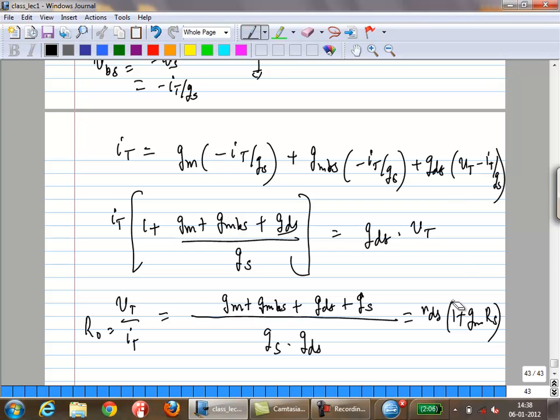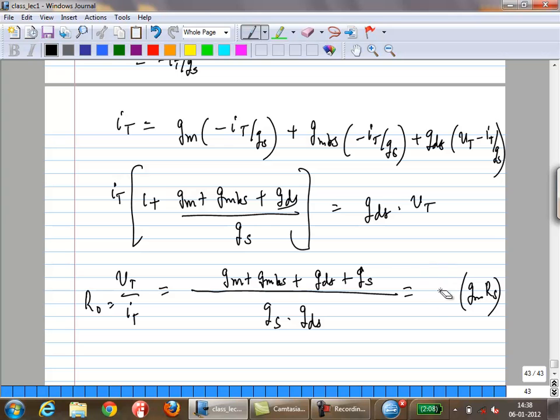Why do I have this one here? So it's RDS times, so you're neglecting these guys. 1 over GDS is RDS. 1 over GS is RS. Okay.